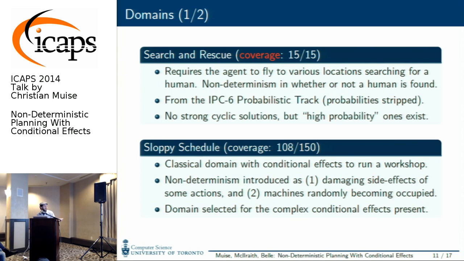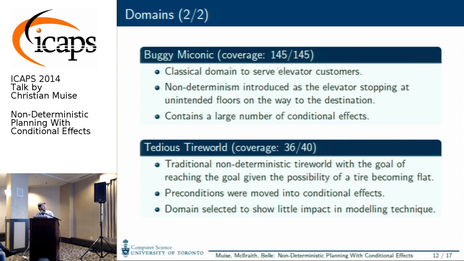Sloppy schedule is a regular classical domain that we altered to have non-deterministic outcomes as well. It already has lots of conditional effects, and with sloppy schedule we only reached two-thirds of the coverage, because the weak planning procedure is really difficult. Up till now, PRP never had a hard time computing a weak plan, so this is a new avenue as well. Finally, buggy Myconic and tedious tire worlds.